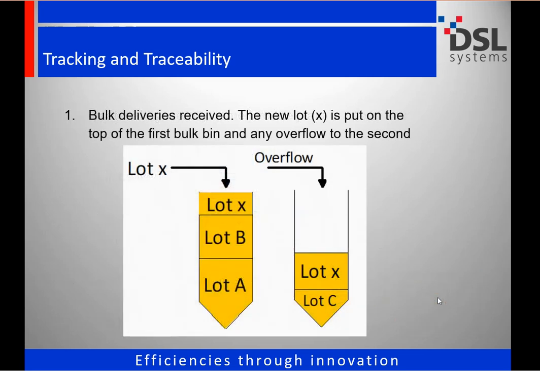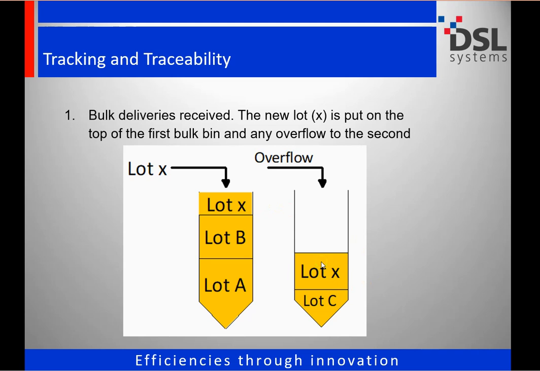Bulk deliveries, these normally come in as a single load, often about 27 tons. When logged in, the load is assigned a lot number, either allocated automatically or the supplier's own lot number is used. When added to a bulk bin, the lot number is added to the top. And if the raw material fills the first bin and goes to a second bin, that same lot is added to the second bin also.